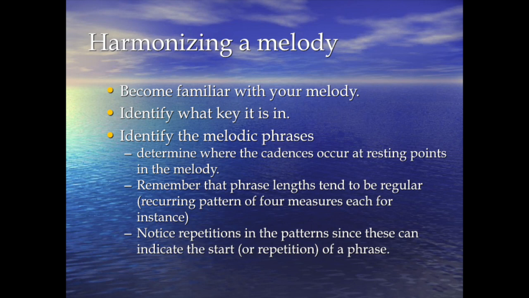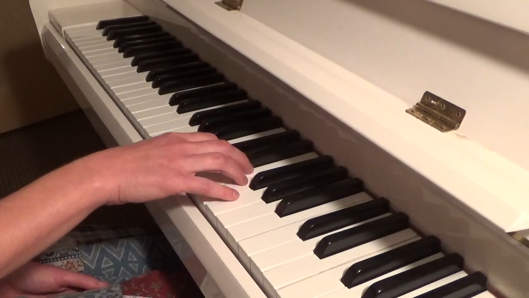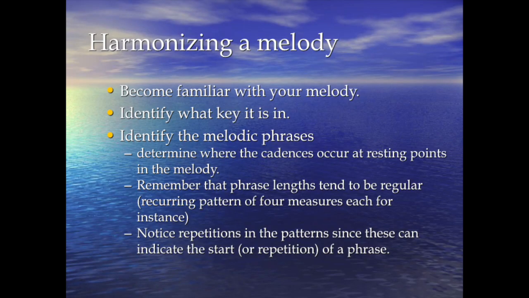To identify what key it's in, you can notice what notes tend to be emphasized, what is the pitch that ends most of the phrases, what ends the entire piece, the entire melody. So this one ended on C. You can also take kind of an inventory of what are all the notes that are used. In this case, they're all naturals, so there's no indication there are any sharps or flats in the key signature.